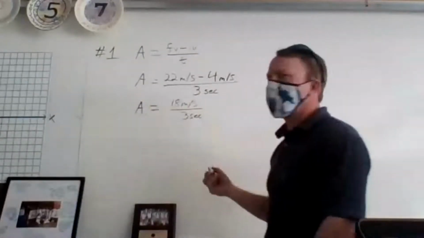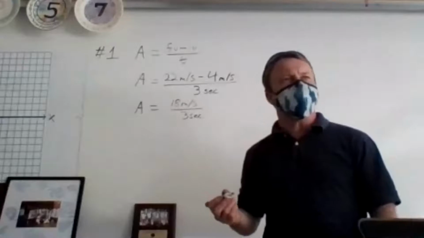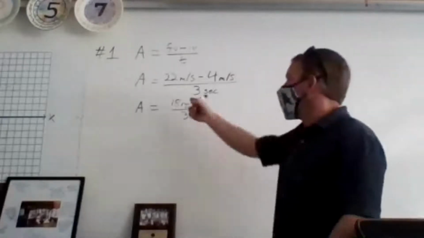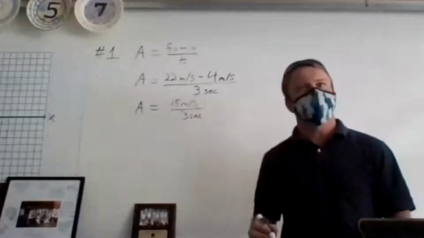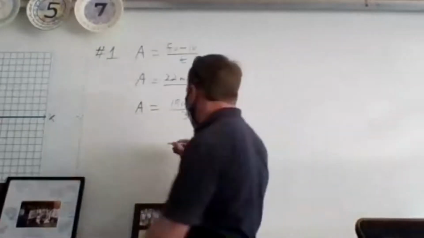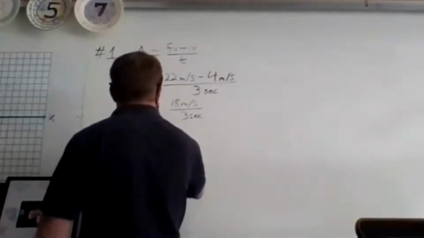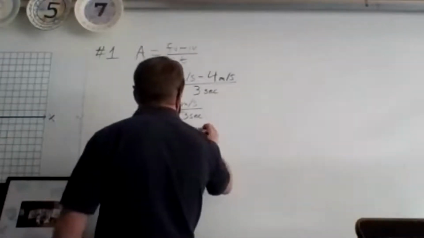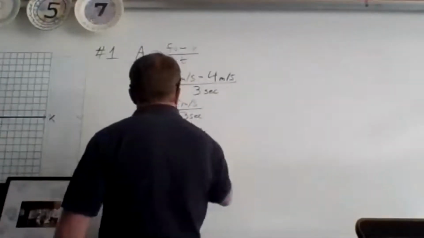All right, well, this is just a division problem, right? Told you guys this is going to be easy. What's 18 divided by 3? 6. 6 what? Yes, good. A equals 6 meters per second.